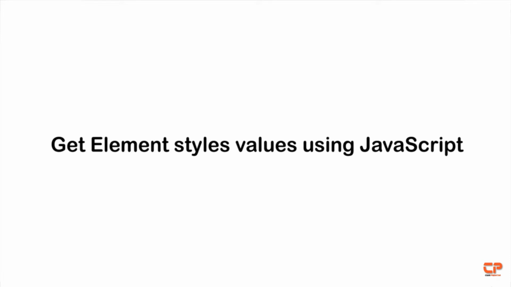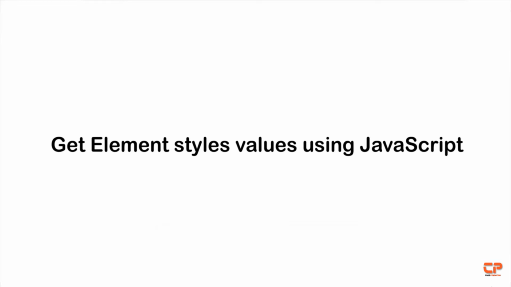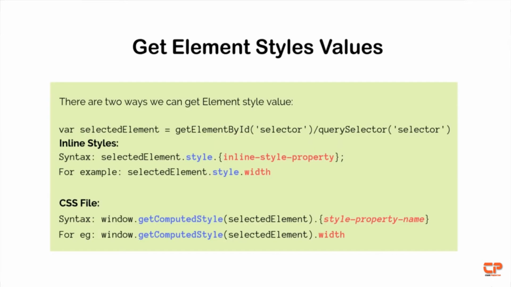In one of the previous videos, we saw how to update styles for an HTML element. Now, to update styles, we can simply do selectedElement.style.propertyName, but it's not that simple for getting the style values. So in today's video, we will learn how to get values for element styles. There are two ways to get styles, depending on how you have added the styles.